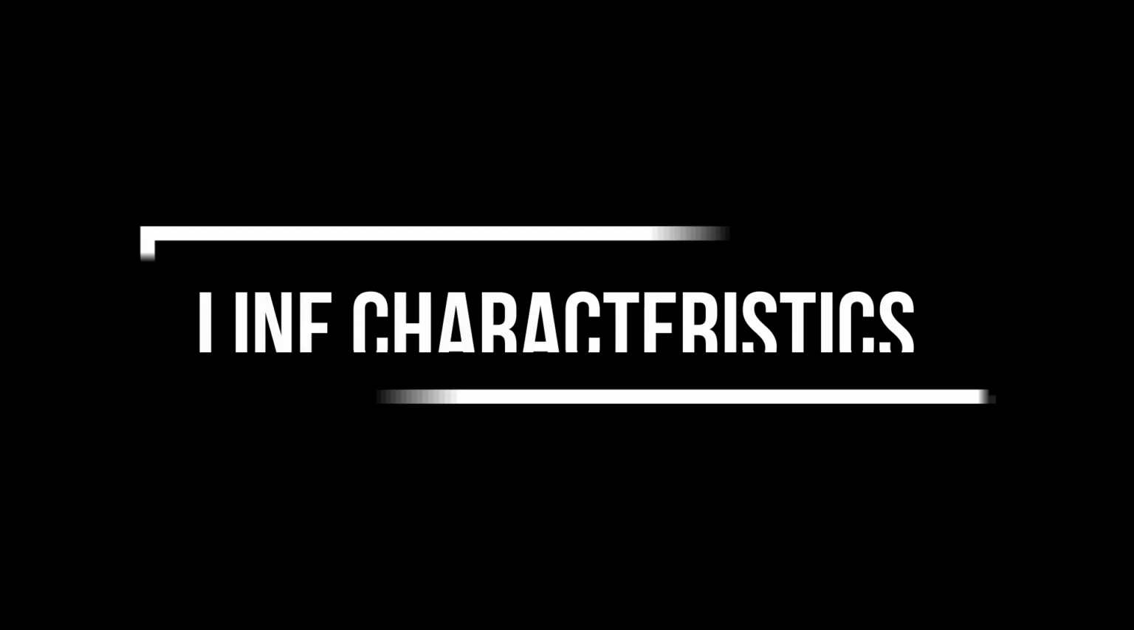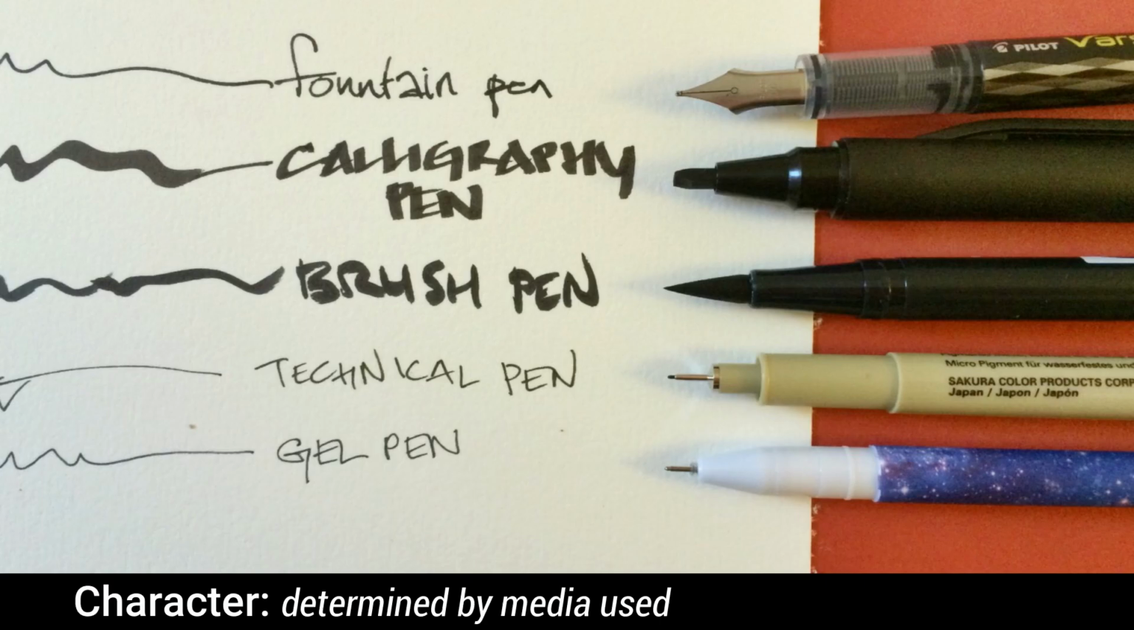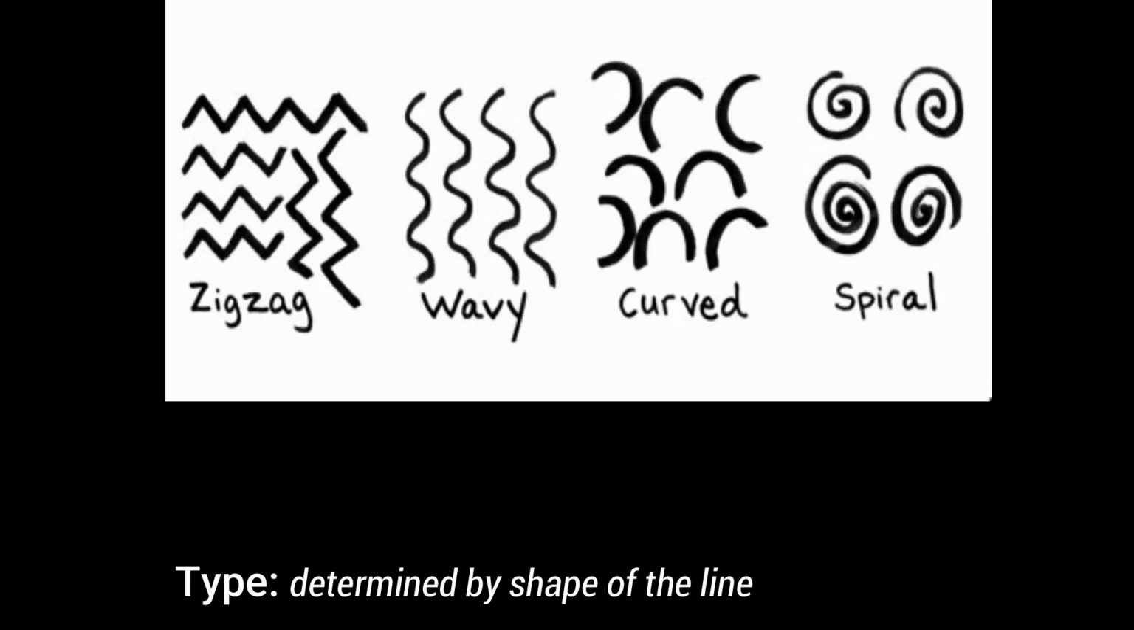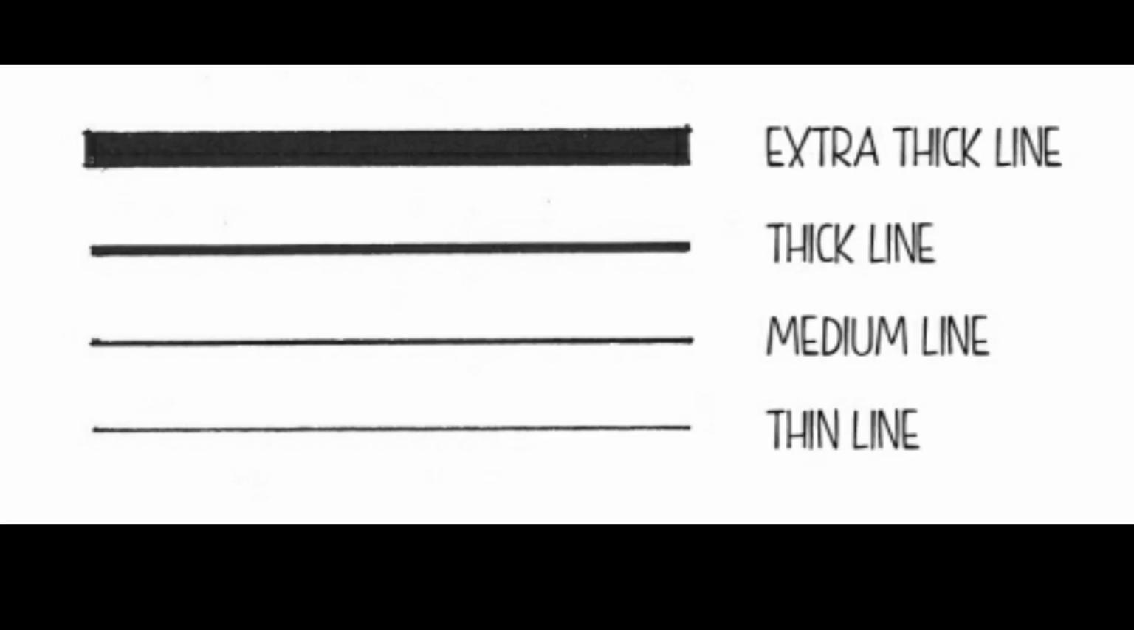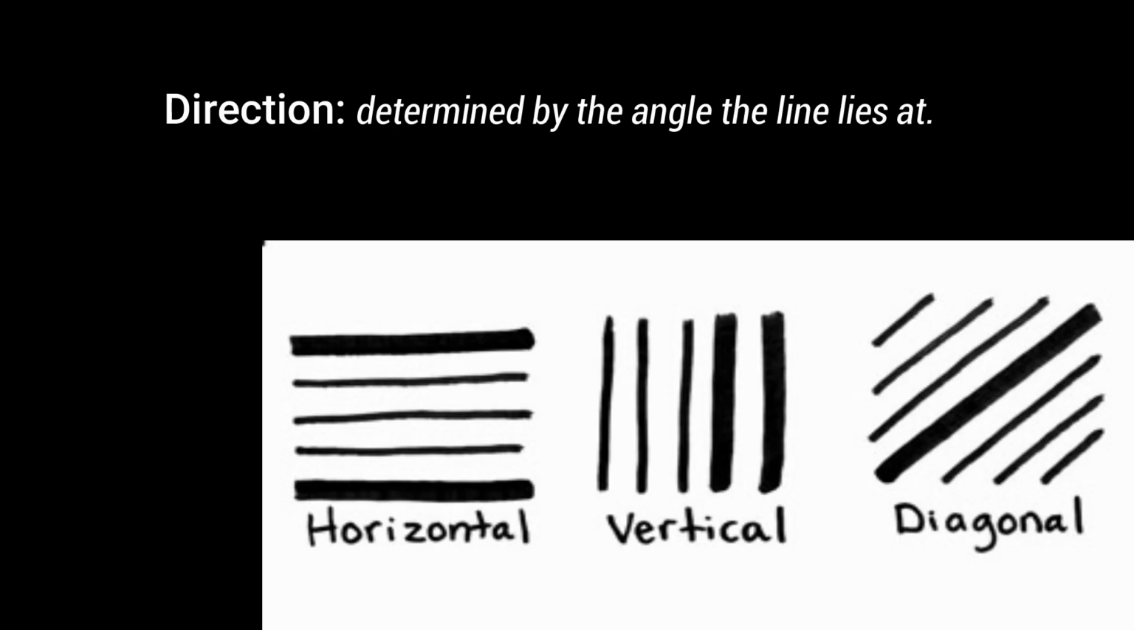There are four main line characteristics, and these are character, which is determined by the media, either pen or pencil, used to draw the line. The second is type, which is determined by the general shape of the line, for example, a wavy line or a zigzag line. Measurement, which is determined by the width, length, thickness, or thinness of the line. And direction, which is determined by the angle the line lies.